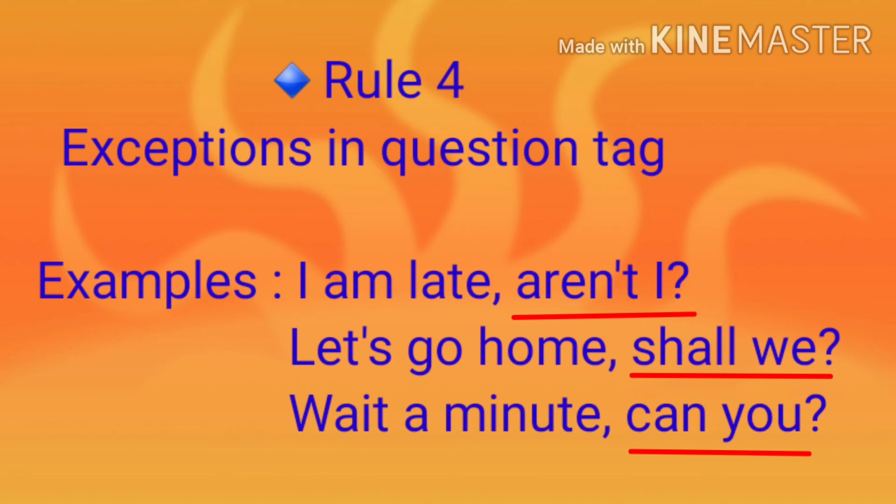Let's learn the fourth rule. There are certain exceptions in the usage of question tags that don't follow the above discussed rules. For example, I am late, aren't I? You should not construct this as amn't I. The question tag after I am is always aren't I. Let's go home, shall we? Wait a minute, can you?